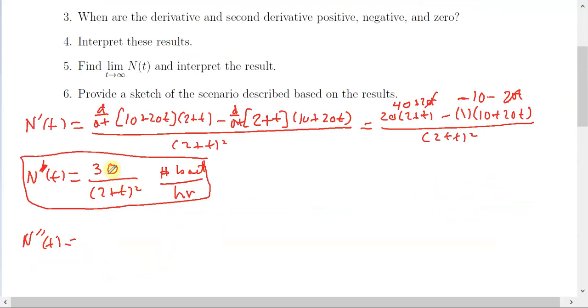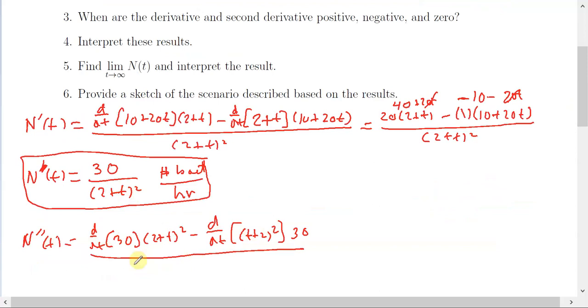I'm going to have to take a quotient rule again, so it's the derivative of the top, which is the derivative of 30. That's going to be 0, but this next part's the messier part. Then I got to do the derivative of the bottom, t plus 2 squared, times the top, and then that's all divided by the bottom squared, 2 plus t squared squared. Like I said, that's 0 because the derivative of that constant is 0.